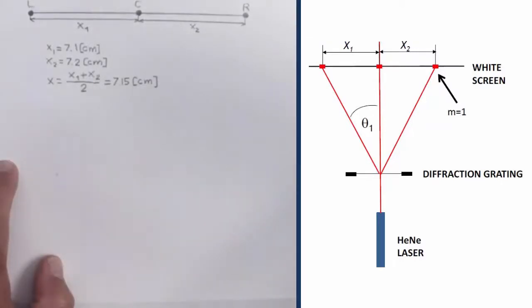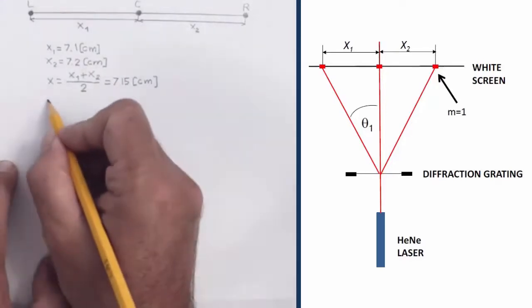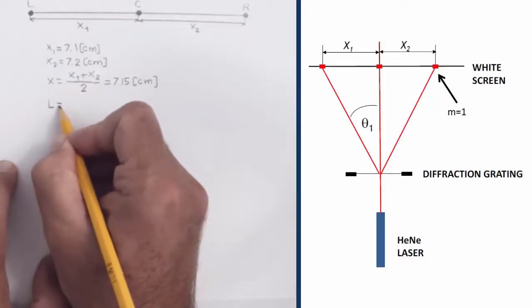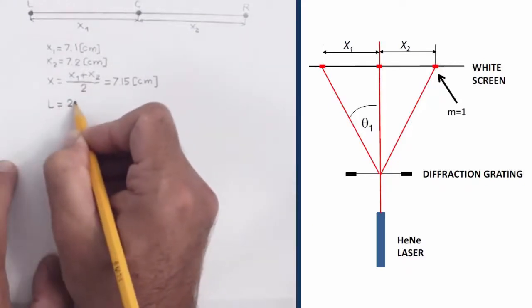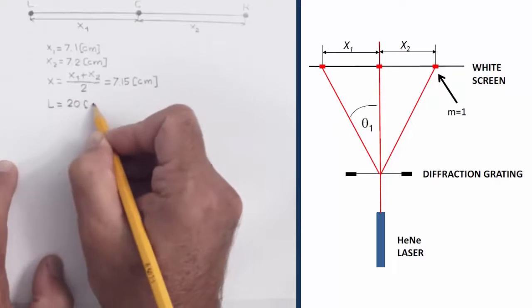Now, if you remember, during the lab, we also measured the distance between the back screen and the diffraction grating. And if you recall, we measured the distance of 20 centimeters. So we're going to write for L, capital L, 20 centimeters.